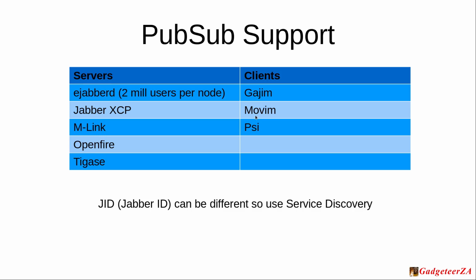I am actually still experiencing a few problems, unfortunately. Access to Movim is fine, but Psi and Gajim are not connecting 100%. I was going to put up the format of the Jabber ID for PubSubs. They are a little bit different, but generally you'll use service discovery to locate them, find them, and subscribe to those services.